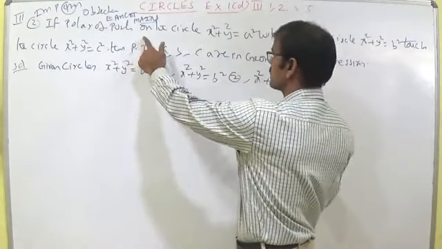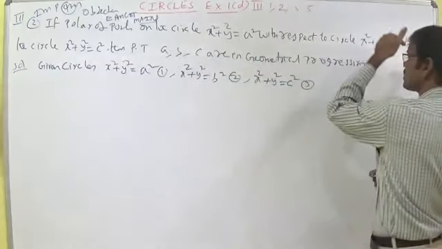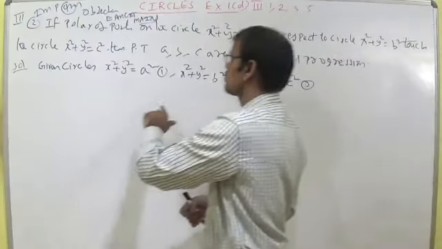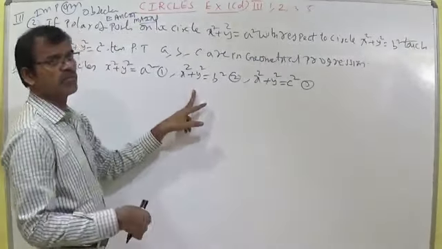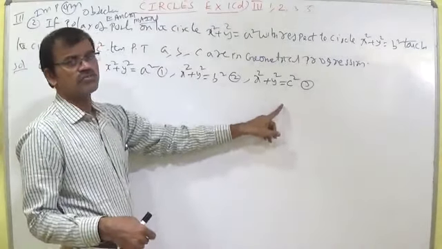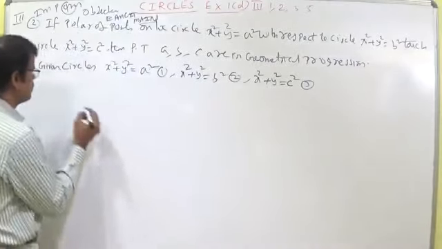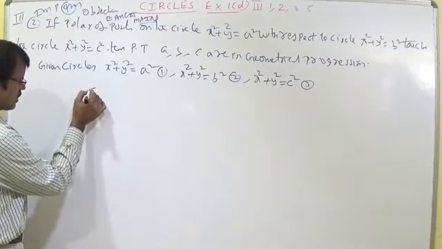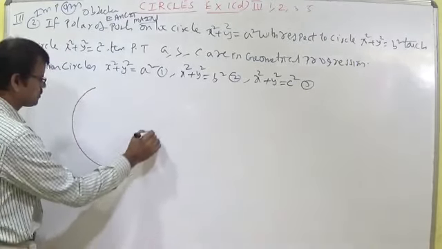Now read it once again. With respect to the circle, touches the third circle. So polar of the second circle, where the points lie on the first circle, touches the third circle. Then you should prove that A, B, C are in GP. Let us draw the diagram. Then you can understand.